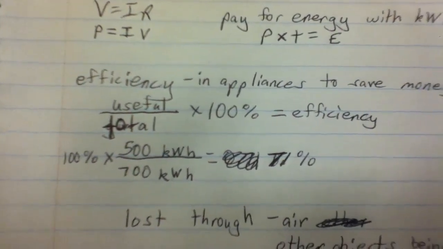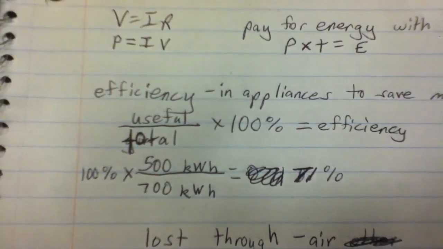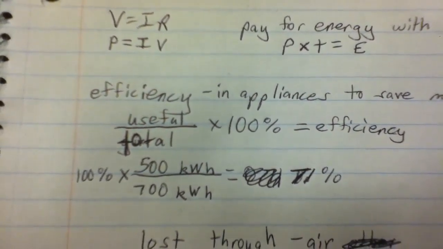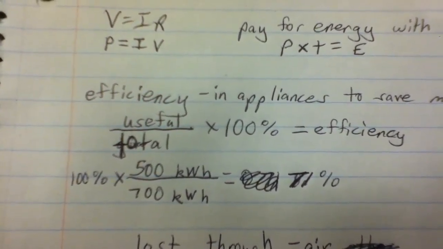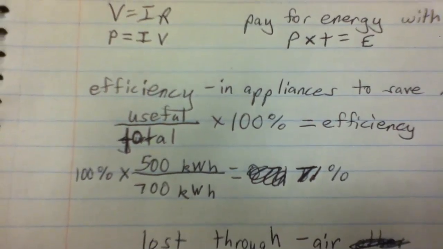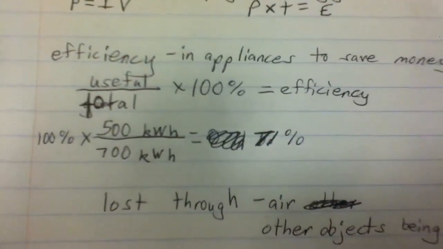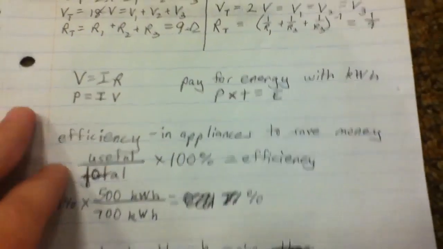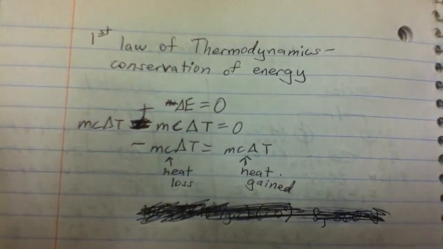So in our example, if you used 500 kilowatt hours of energy, but you put in 700 kilowatt hours of energy, your efficiency would only be 71%, which isn't that great. So you'd want an appliance that increases that. And then you can also find the amount of energy that you used using the first law of thermodynamics. And Abby, how about you tell us about that?